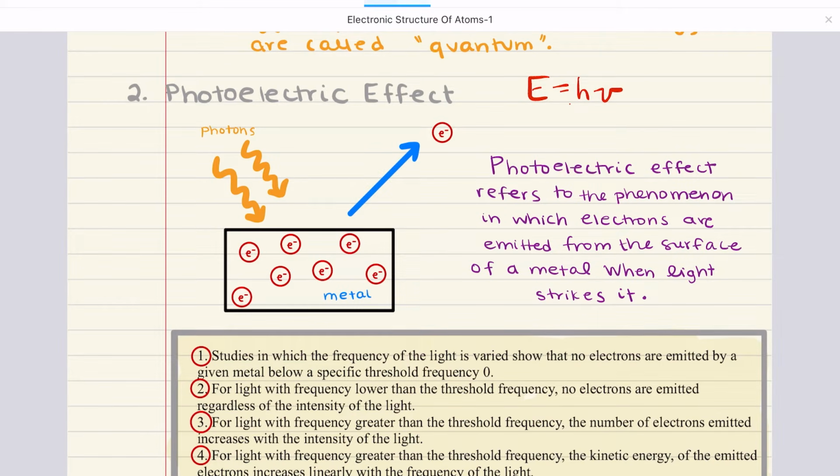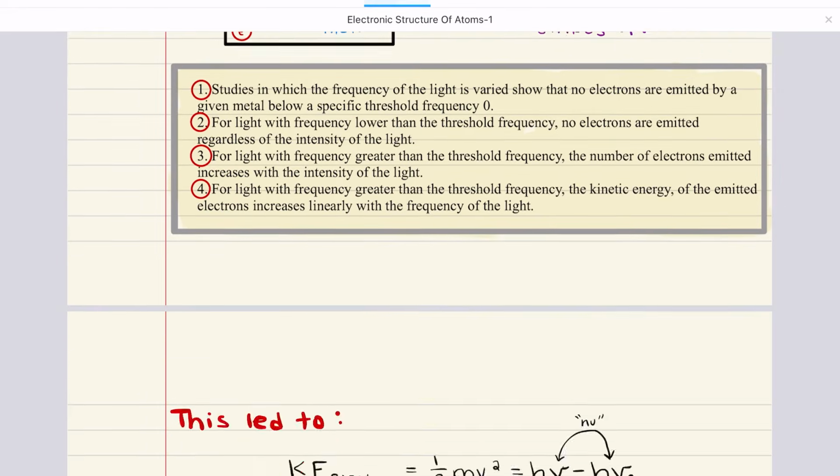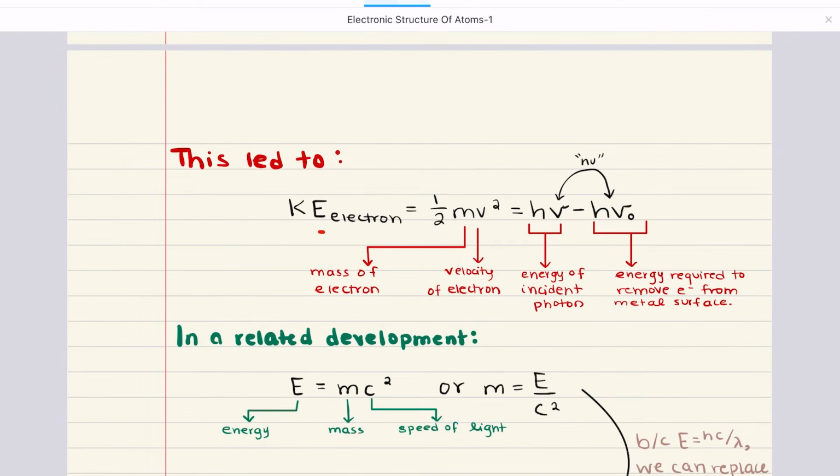The energy required to eject an electron from that metal surface is known as the work function, and this corresponds to a specific minimum frequency called the threshold frequency. Now we can take those ideas and reaffirm them using a mathematical equation. This expression says that the kinetic energy of the electron, and kinetic energy is equal to 1/2 mv squared.